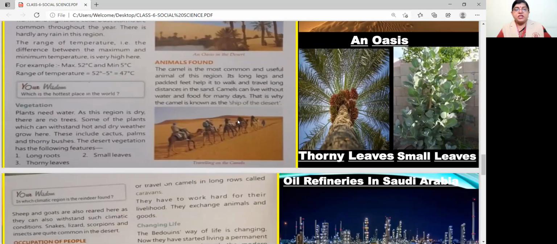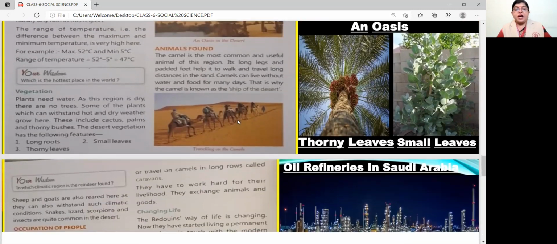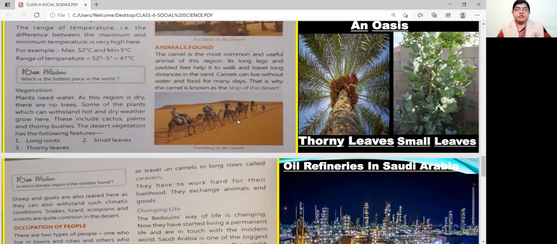So with this, you can guess that plants which can withstand hot and dry conditions are only found here. The desert vegetation has the following features: long roots, small leaves, and thorny leaves.